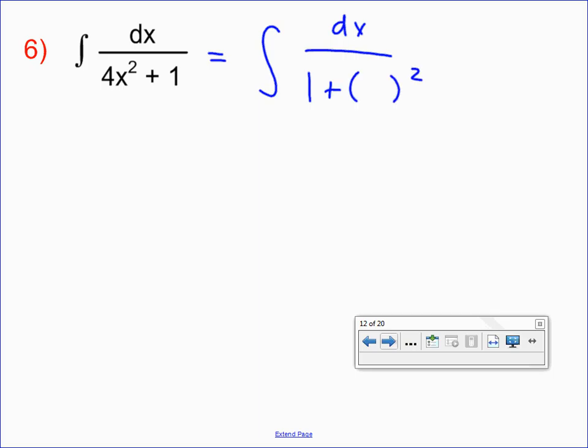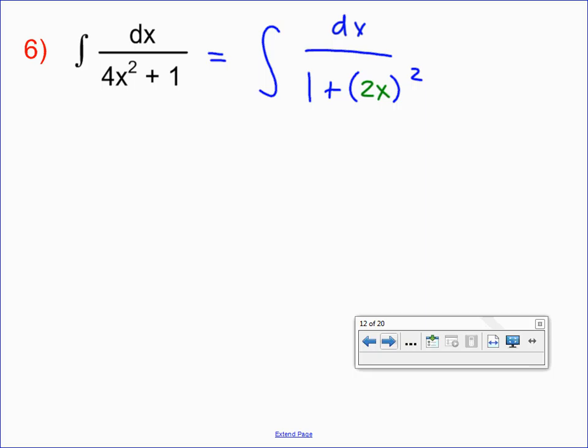if we could write this so that it looked like inverse tangent, so I just flipped the order, instead of 4x squared plus 1, I'm going to rewrite this as 1 plus 4x squared, and then I'm going to rewrite that 4x squared as an input squared. Isn't 2x quantity squared equal to 4x squared?